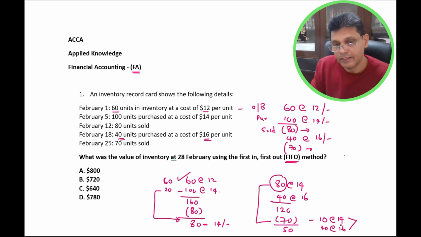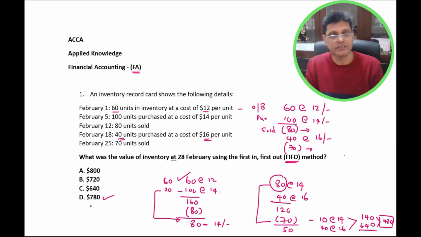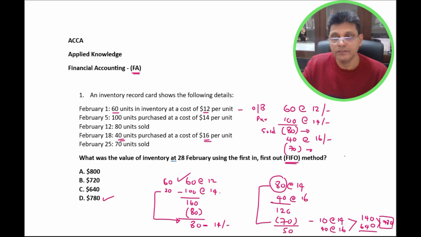So if you take 10 times 14, 140, plus 40 times 16, which is 640. So therefore the total will be 780. So your correct answer will be 780, the last one. Okay, this is the answer for the first question. Now let's move on to the next question.